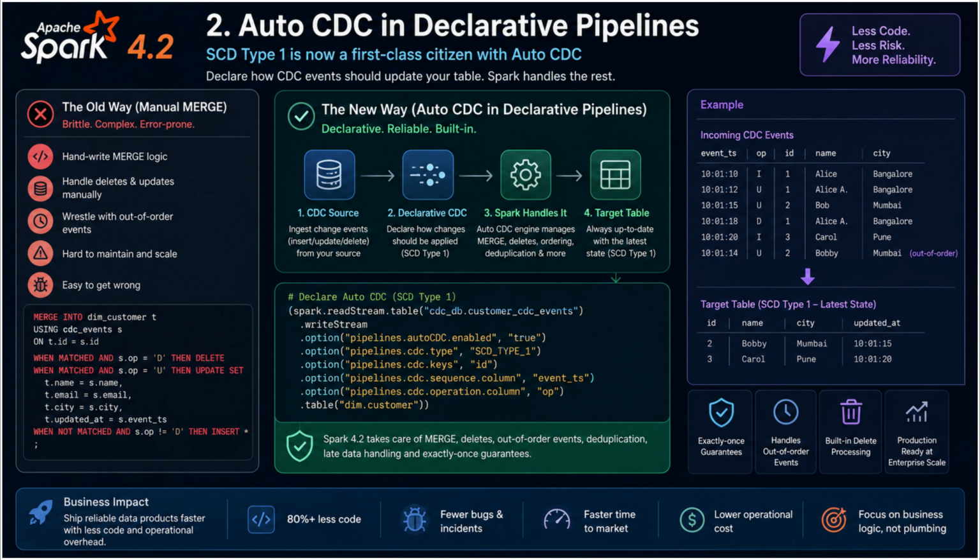Whereas Spark 4.2 introduces auto CDC for declarative pipelines. SCD Type 1 support is now built directly into the platform. Instead of writing hundreds of lines of CDC logic, developers simply declare how change events should affect a target. Spark automatically manages updates, deletes, deduplication, ordering, merge processing, and data consistency. And the result: less code, fewer production bugs, faster development cycles, and significantly lower operational complexity. This is a major productivity improvement for teams building modern lakehouse architecture.